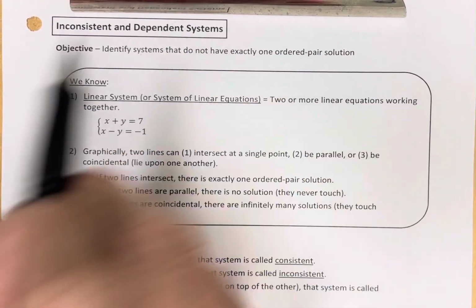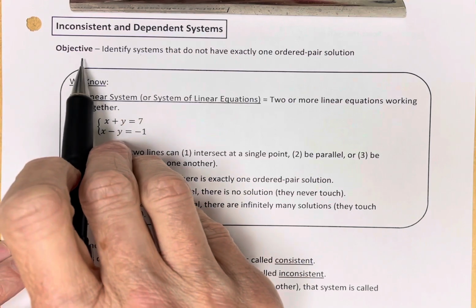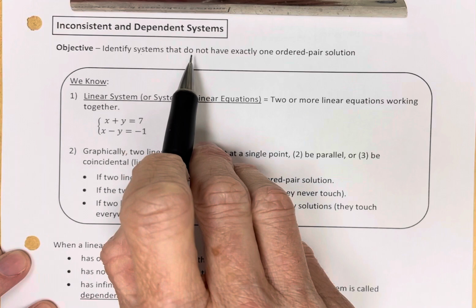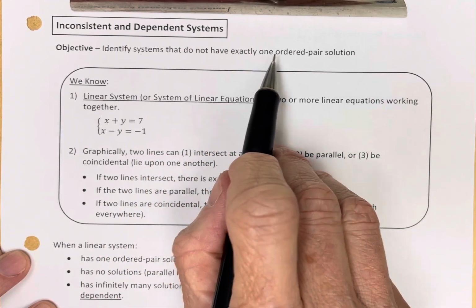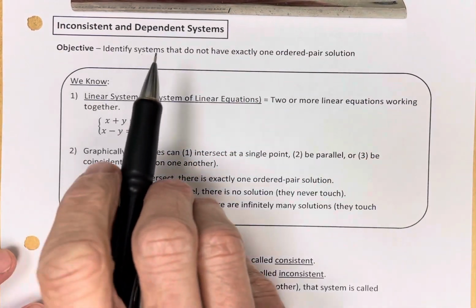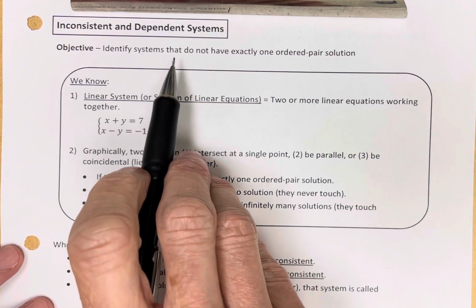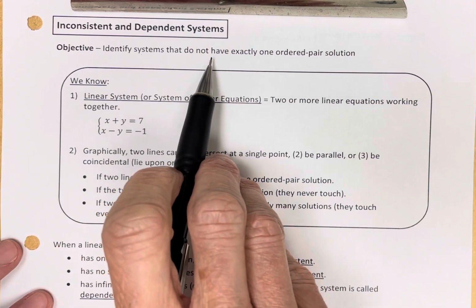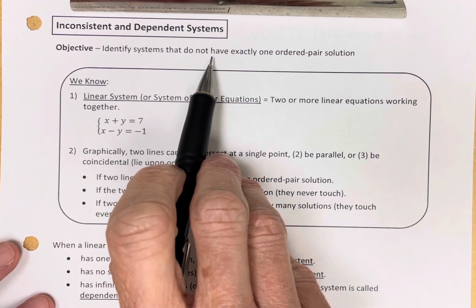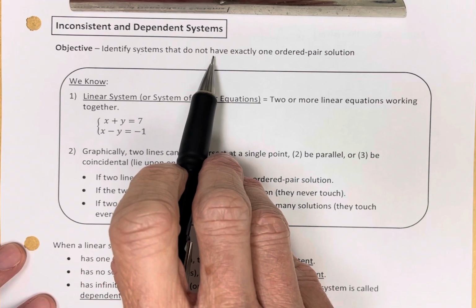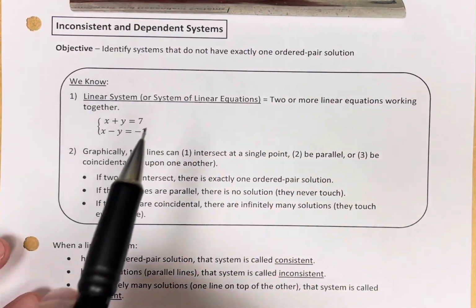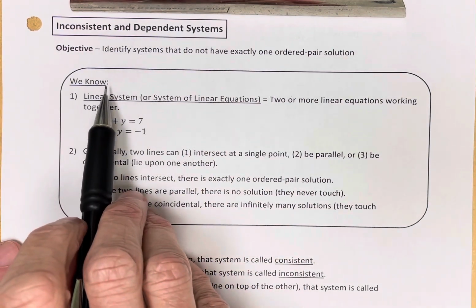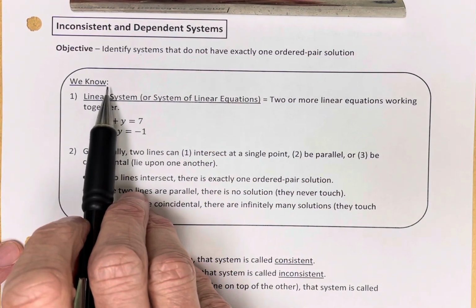Inconsistent and dependent systems. Our objective here: we want to identify systems that do not have exactly one ordered pair solution. We've been doing a lot of work with systems that have a nice ordered pair solution, but we know that sometimes the systems do not have an ordered pair solution, and we want to identify those algebraically. So we know a couple of things coming into this video.